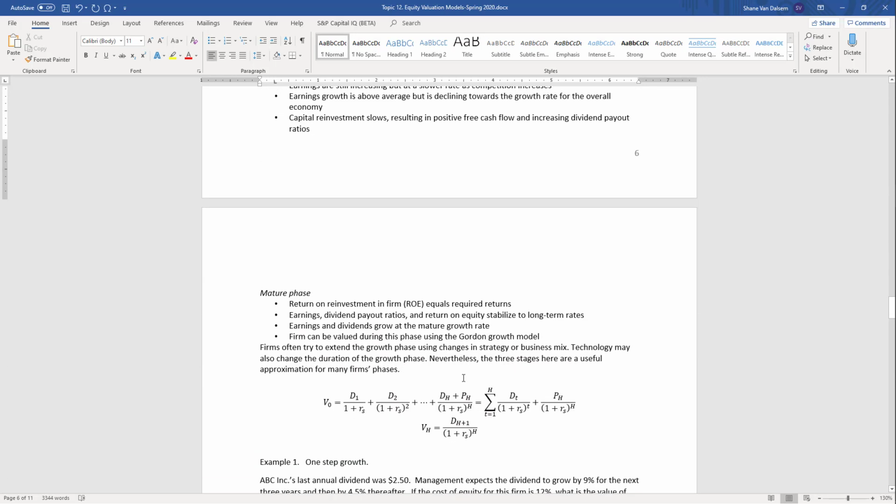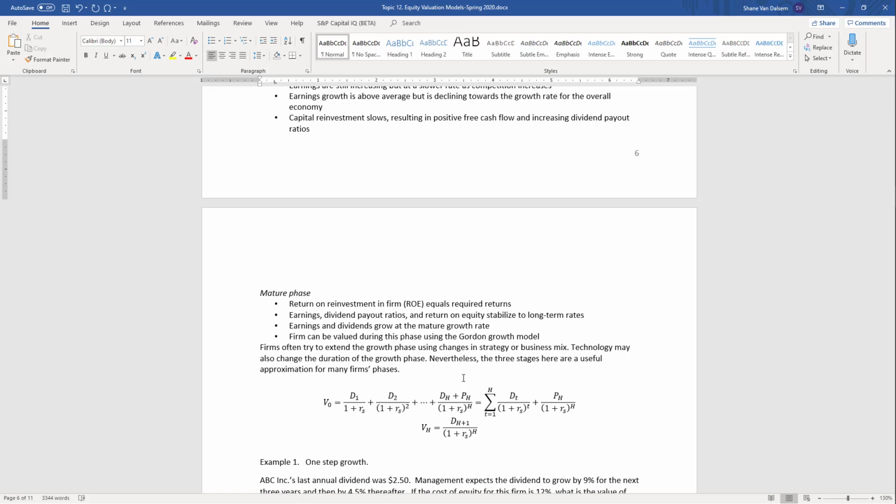The last phase is the mature phase. Return on reinvestment in the firm, ROE, return on equity, equals required rates of return. Earnings, dividend payout ratios, and return on equity stabilize to long-term rates. Earnings and dividends grow at the mature growth rate. And so you should expect at this point that the payout ratio, dividends divided by earnings, is pretty consistent over time, and you expect them to grow both at the same rate.